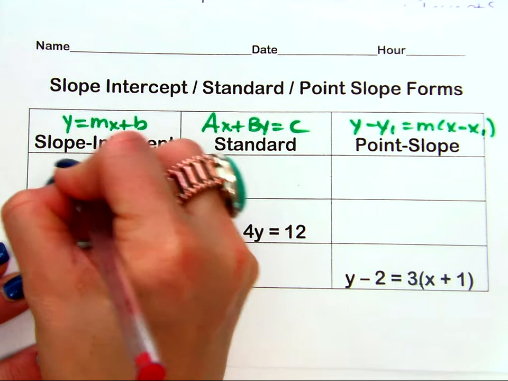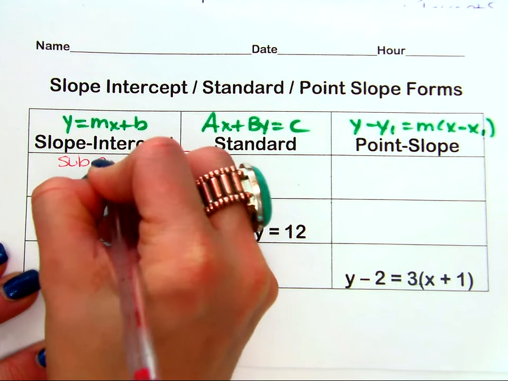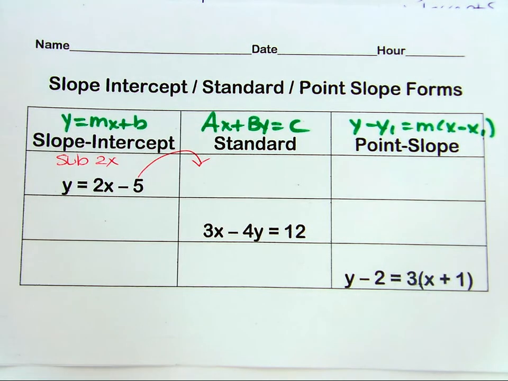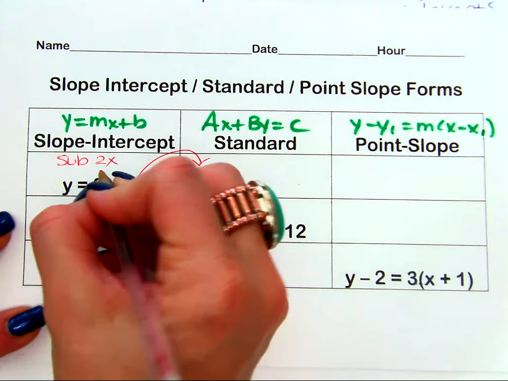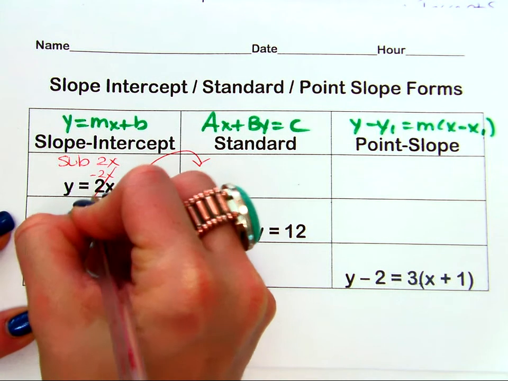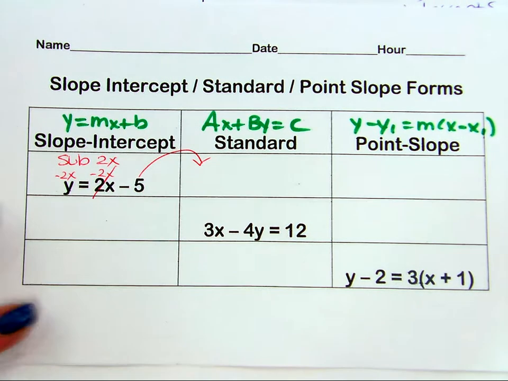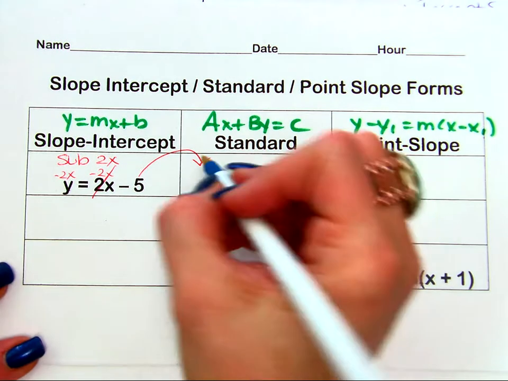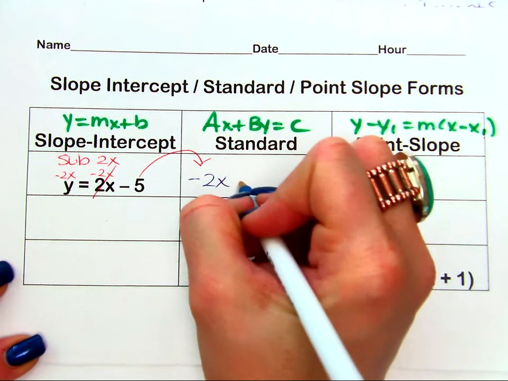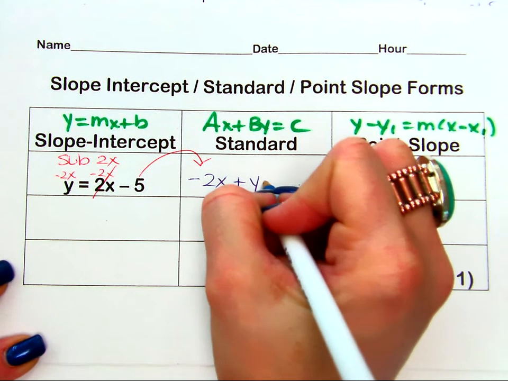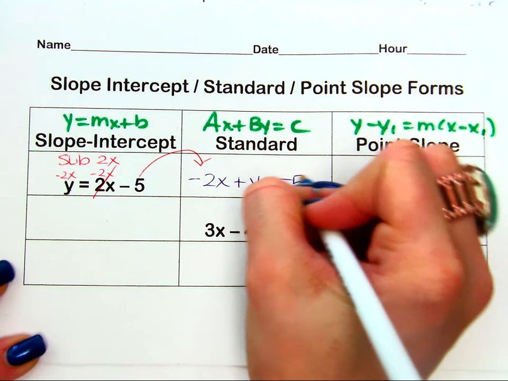I just subtract 2x from both sides, don't I? If there's something on one side of the equal sign and you want it gone, then do the inverse operation and get it gone. So if I were to subtract 2x here, it's gone. So what does that leave me with? It leaves me with negative 2x plus y equals negative 5.